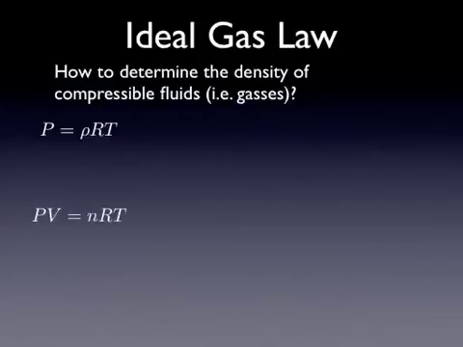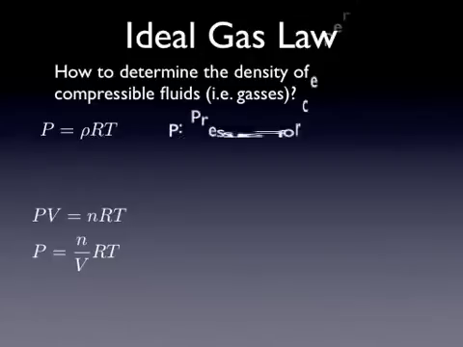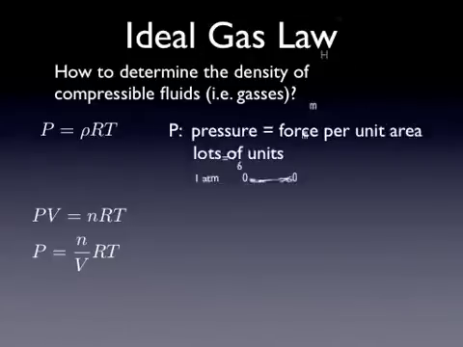Now when I learned this in high school, the formula I was familiar with was PV equals nRT: pressure times volume equals n, which is usually the number of moles, times R times temperature. If you rearrange that, you can see n over V is really a statement of density. So these two formulations are consistent with one another. Just wanted to point that out before we went on.